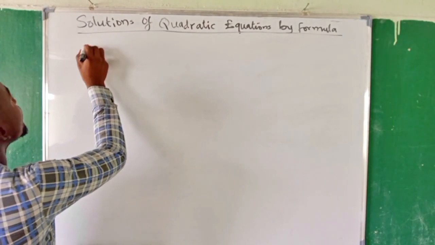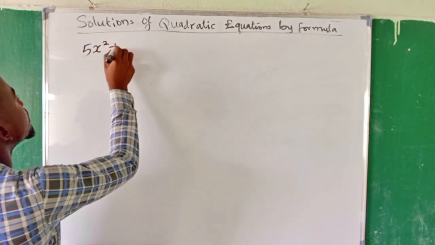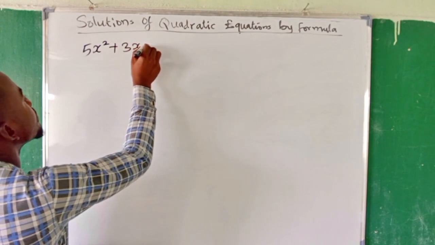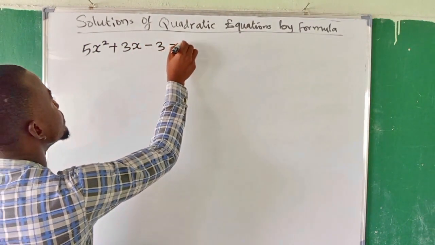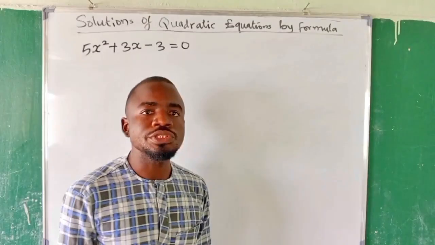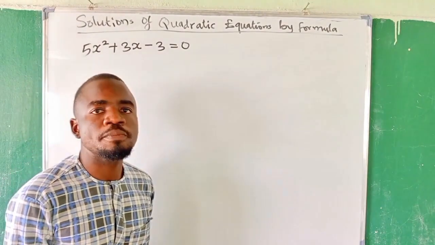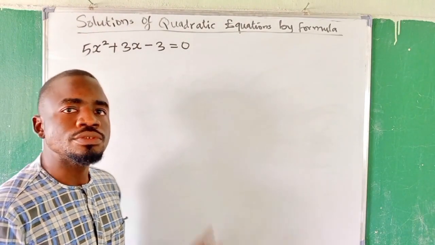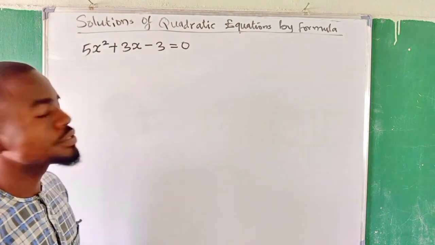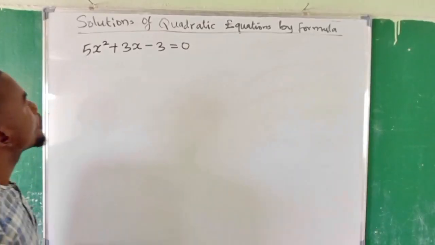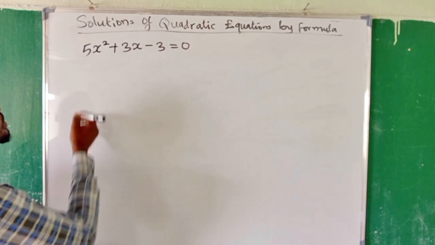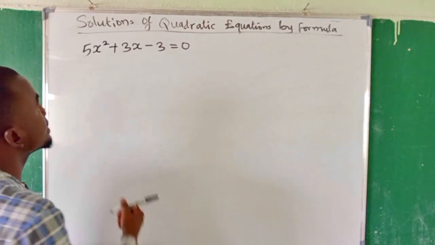Given 5x squared plus 3x minus 3 is equal to 0. Now this is a quadratic equation. We want to use the quadratic formula method to solve this quadratic equation. Now let's compare this equation with the general form of a quadratic equation.